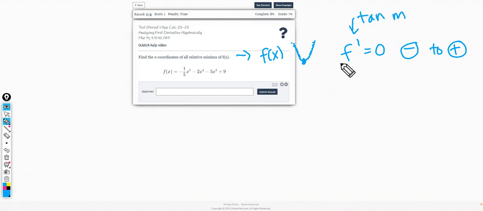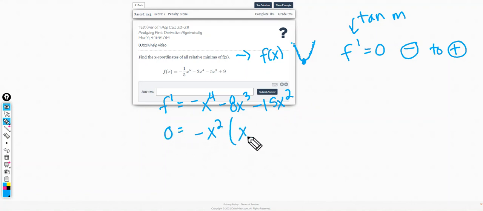Now that I know what I'm looking for, I'm going to go ahead and find the critical numbers. Okay, so f prime. Okay, and again, I get this negative x squared that comes out, right? Because I'm doing factoring. Make sure that sign changes if you're factoring.